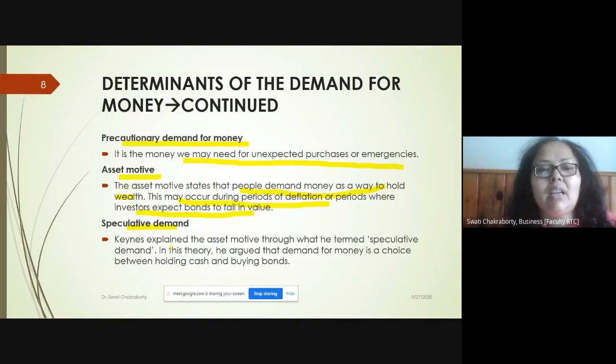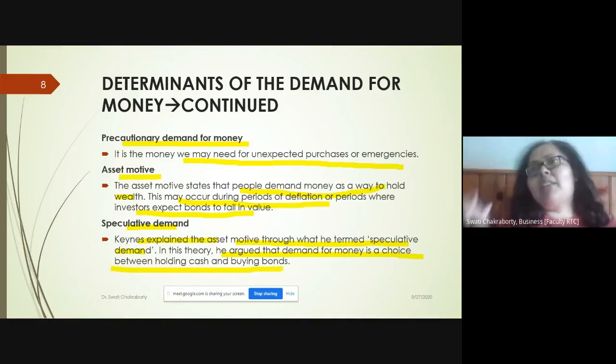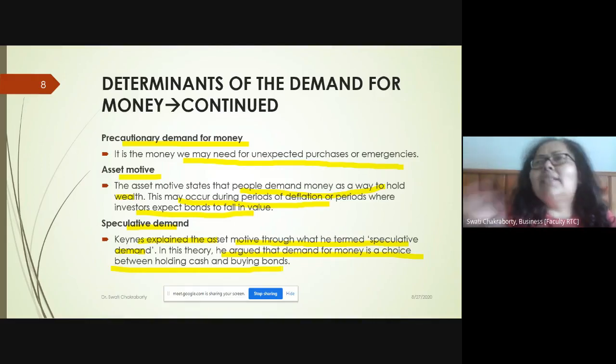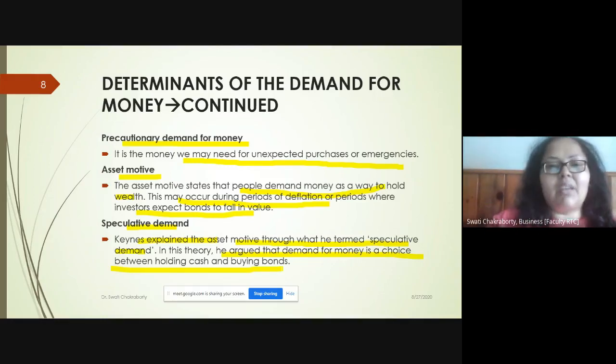Speculative demand, according to Keynes: asset motive and speculative demand are related. Keynes explained the asset motive through the concept of speculative demand. He said that the demand for money is a choice between holding cash and buying bonds. How much you want to hold as cash, how much as bonds. The more you want to buy bonds, the less is the demand for money. The more you want to hold assets in cash, the more is the demand for money.